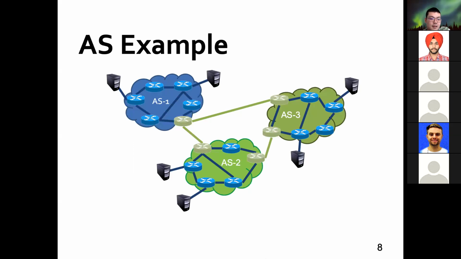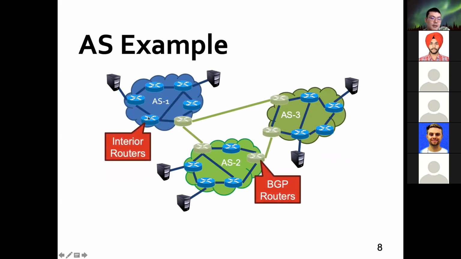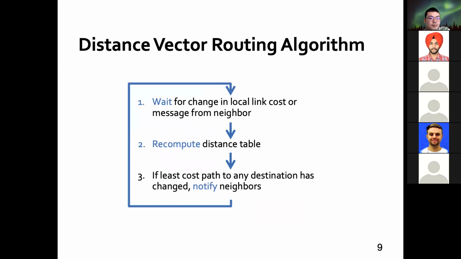And here's an AS example. Within an AS, you have interior routers that are running OSPF, for example, and the border gateway router is running BGP. Okay. And so, as we said, we have 2 categories of algorithms. One is distance vector, as used by RIP. And we also have the path vector used by BGP, right? So they are kind of similar.